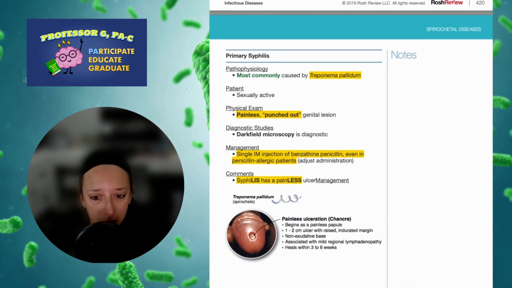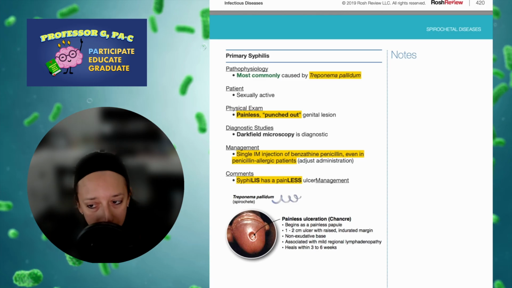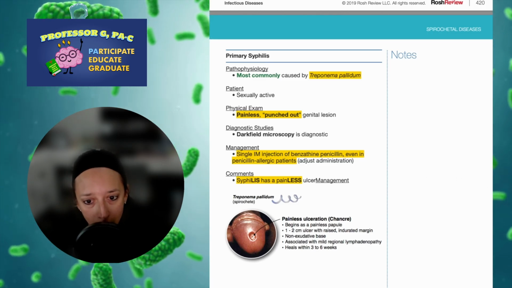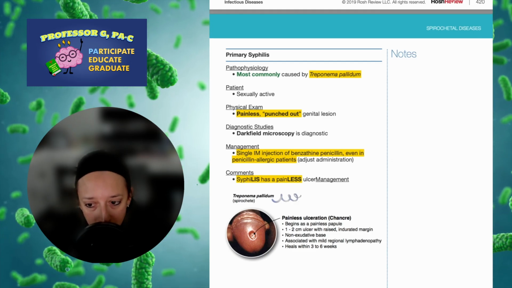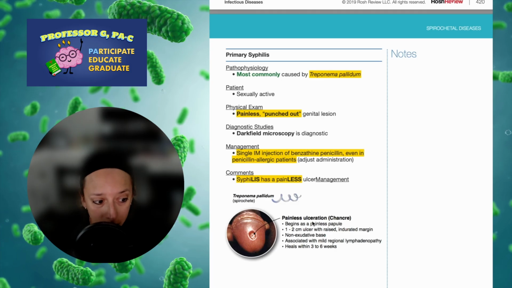So syphilis is caused by Treponema pallidum, or T. pallidum. It's a spirochete. It's transmitted sexually or transplacentally. And primary syphilis is going to be a painless punched out genital ulcer, or chancre, at the site of inoculation, so usually on the penis.